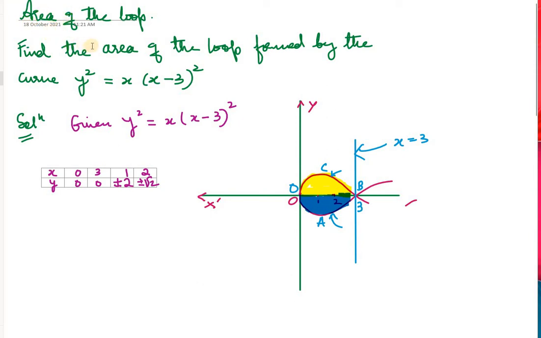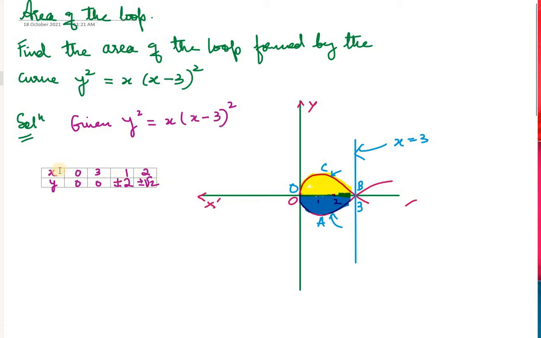In this video, I'm going to explain how to find the area of the loop formed by the curve y square is equal to x into (x minus 3) the whole square. So first of all, what you need to do is construct the table of this curve y square is equal to x into (x minus 3) the whole square.